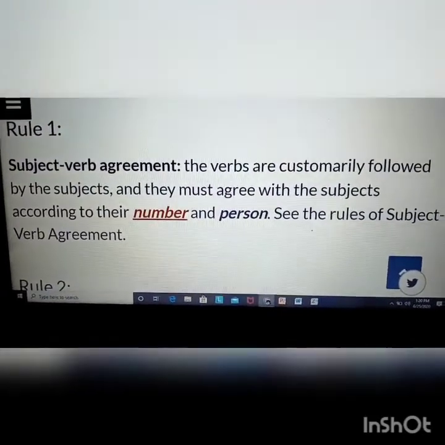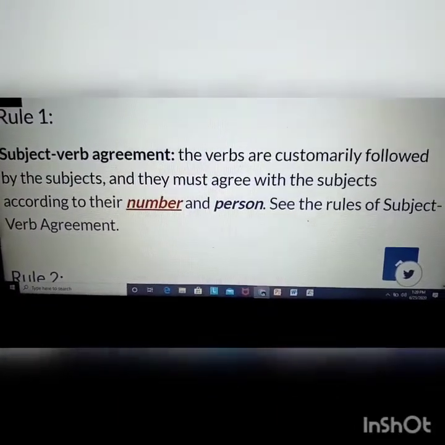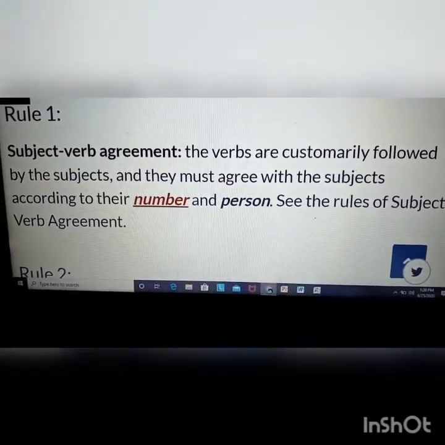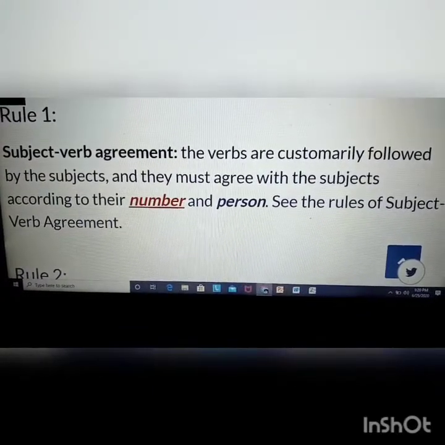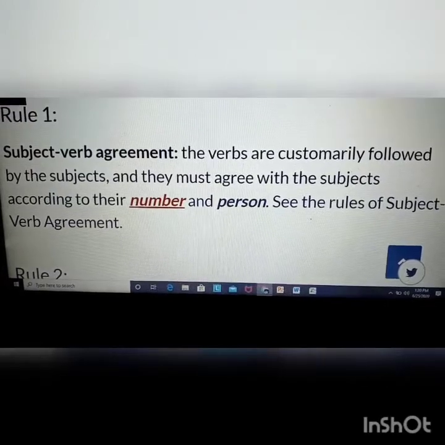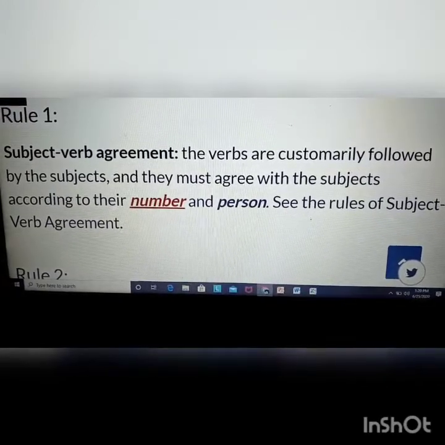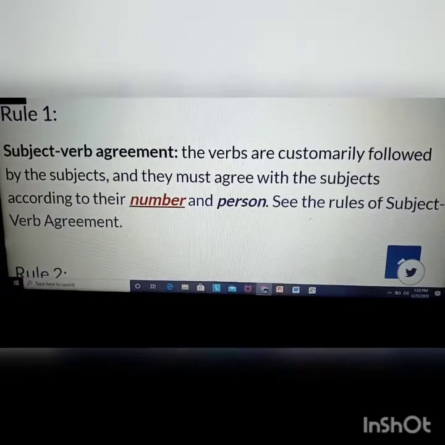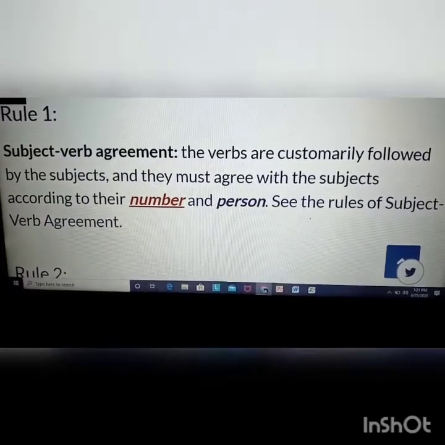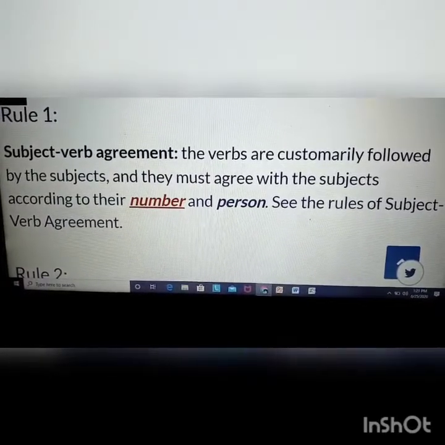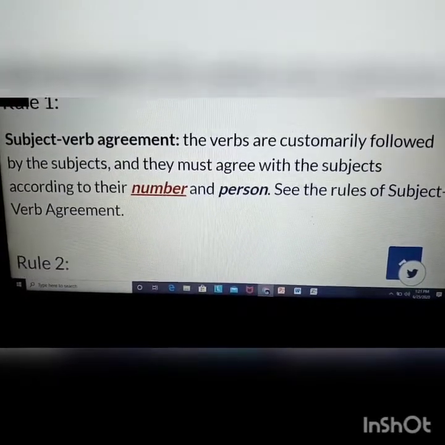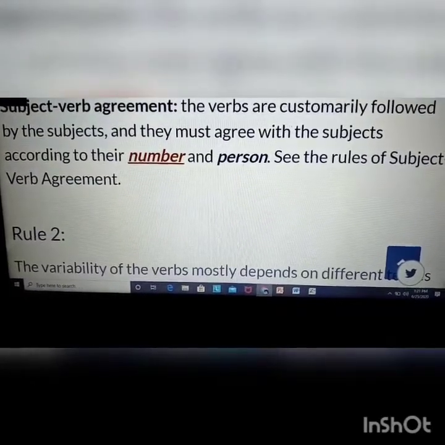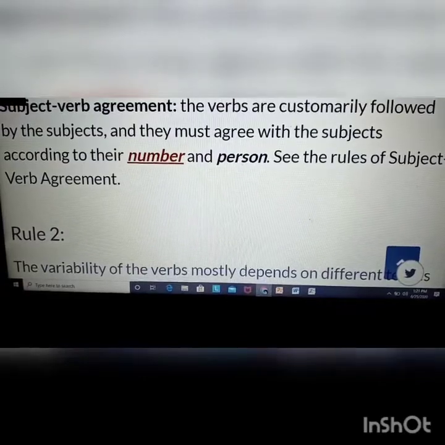The first rule is rule number 1, subject-verb agreement. The verbs are customarily followed by the subjects and they must agree with the subject according to their number and person. That means if the number and person is singular, the verb will be singular. If the number and person is plural, the verb will be plural. It is a very easy rule to understand. Everyone knows that.